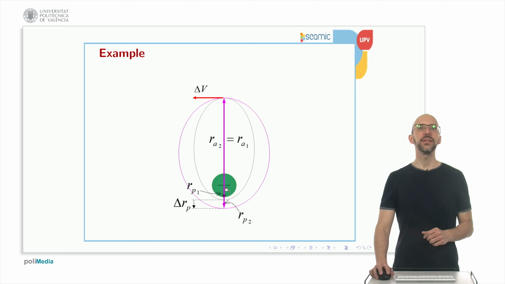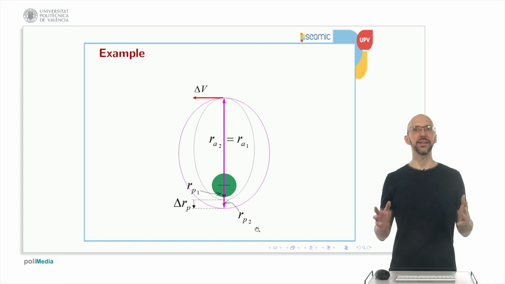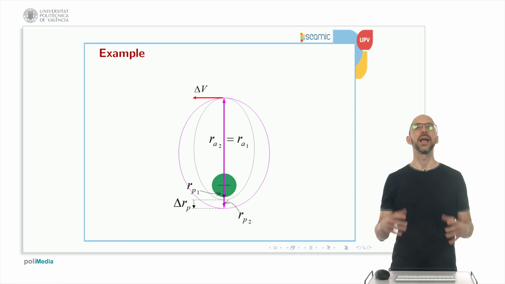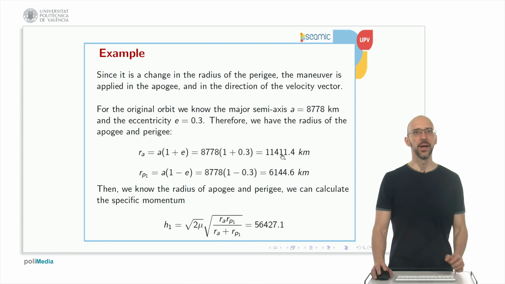The radius of the perigee of the initial orbit is RP1, but the radius of the final orbit is what we have called RP2. So, perfect, we got everything we need. With this information, I can calculate how much impulse I need to change from the black orbit to the pink orbit, okay?